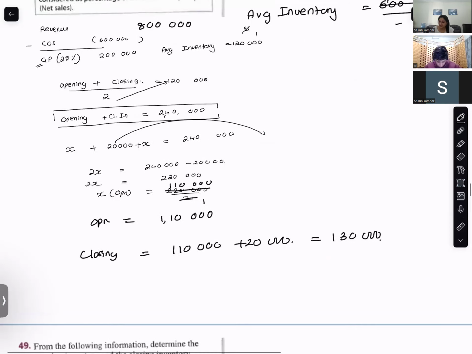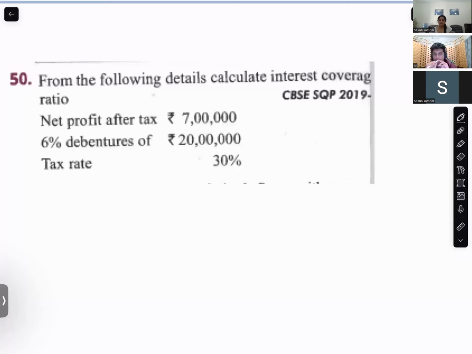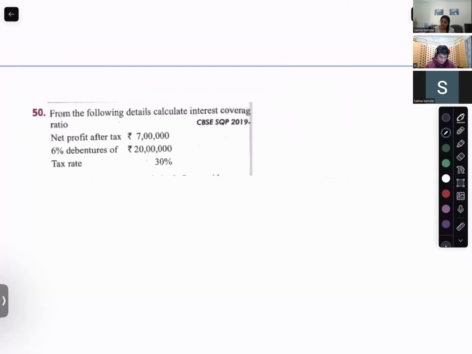You pause the video and try to do this full sum all by yourself. Come on, what is the formula for interest coverage ratio? Interest coverage ratio is earnings before interest and tax over interest.